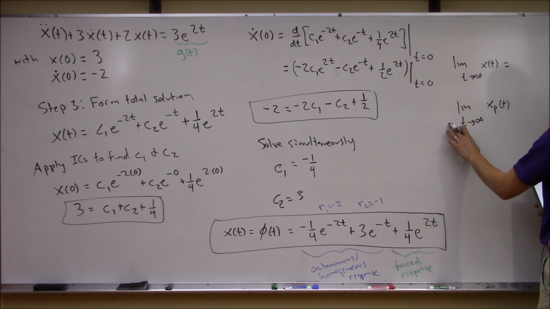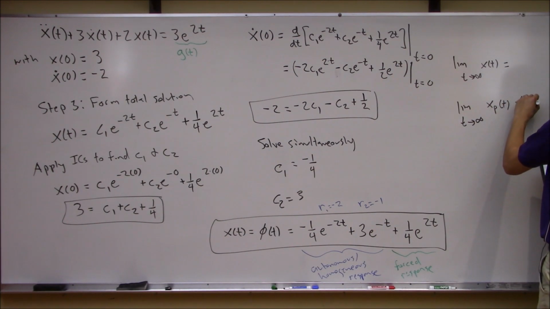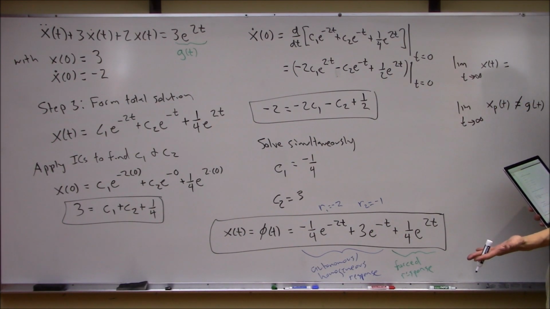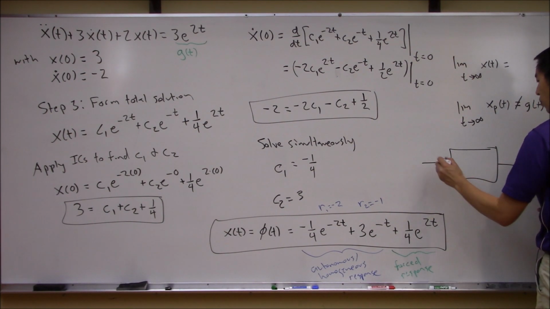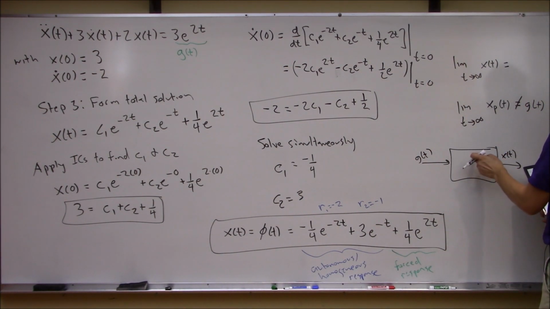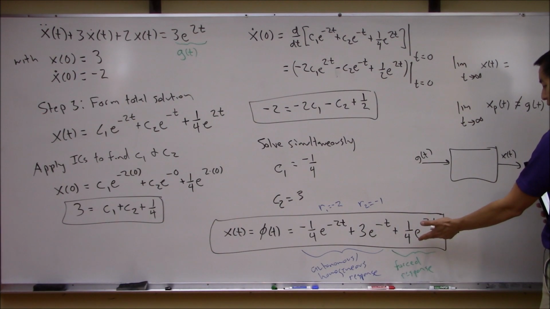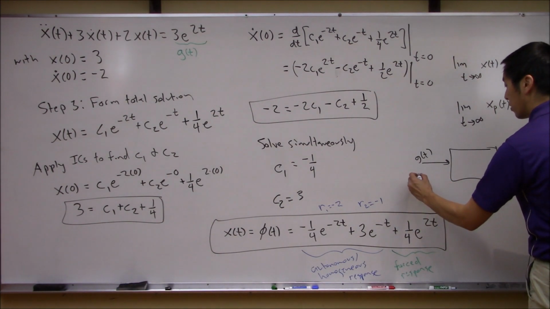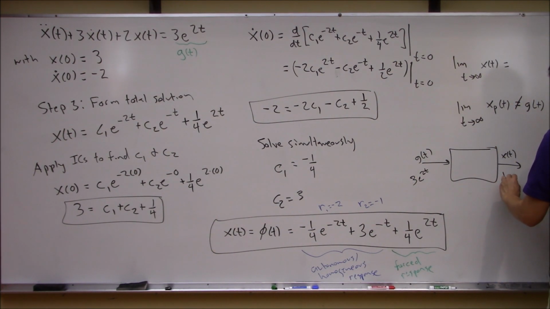And again, what we notice here is that the function it goes to, 1/4 e to the 2t, is not equal to g of t. Which kind of makes sense if we think about this system as an input-output system, where you have g of t going in and x of t going out. There's nothing to say that the output of the system is necessarily going to track the input as time goes on. In this particular case, the input is 3 e to the 2t, and the output is actually 1/4 e to the 2t.